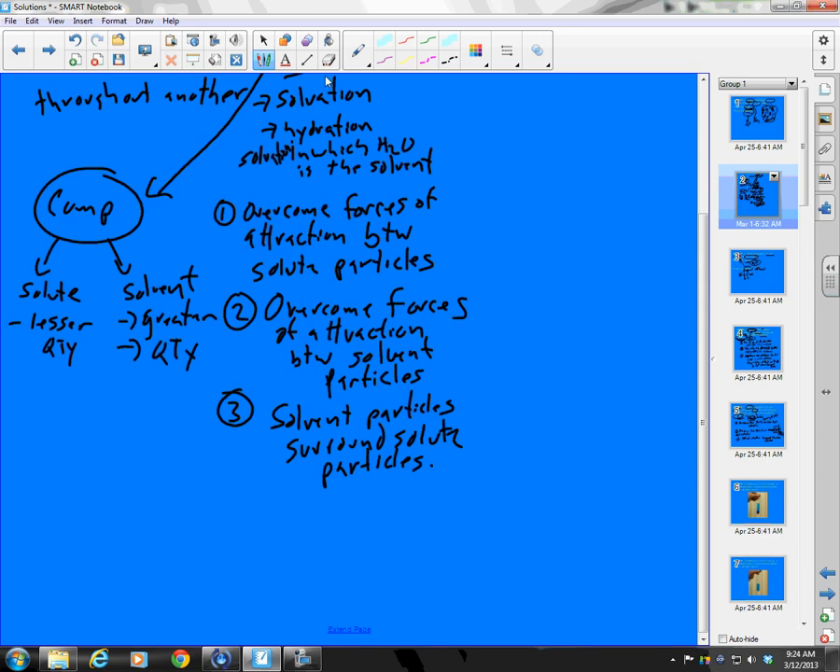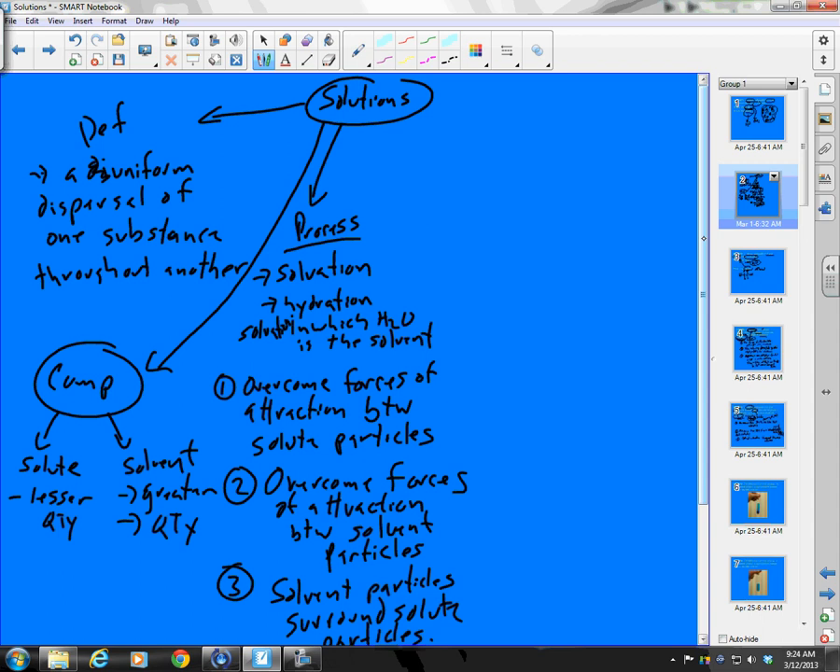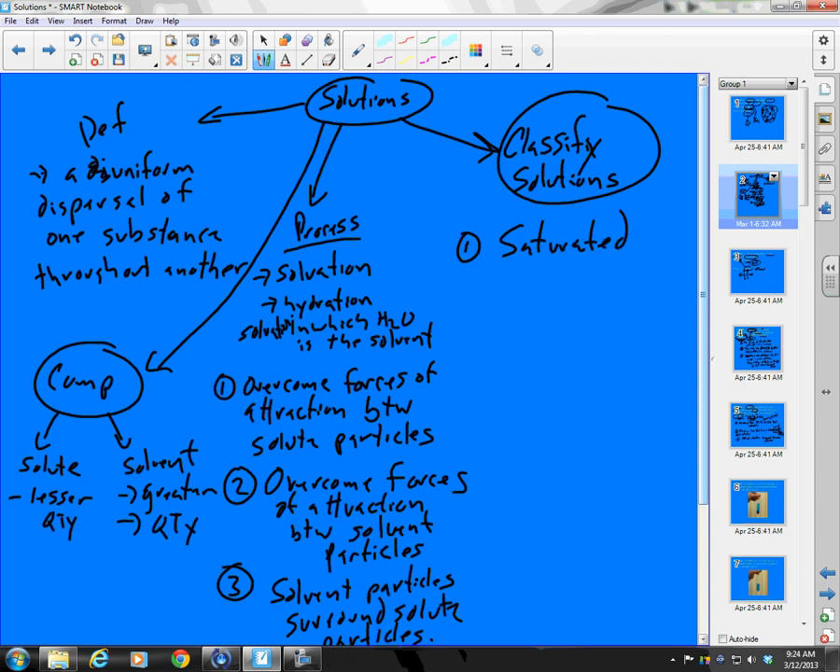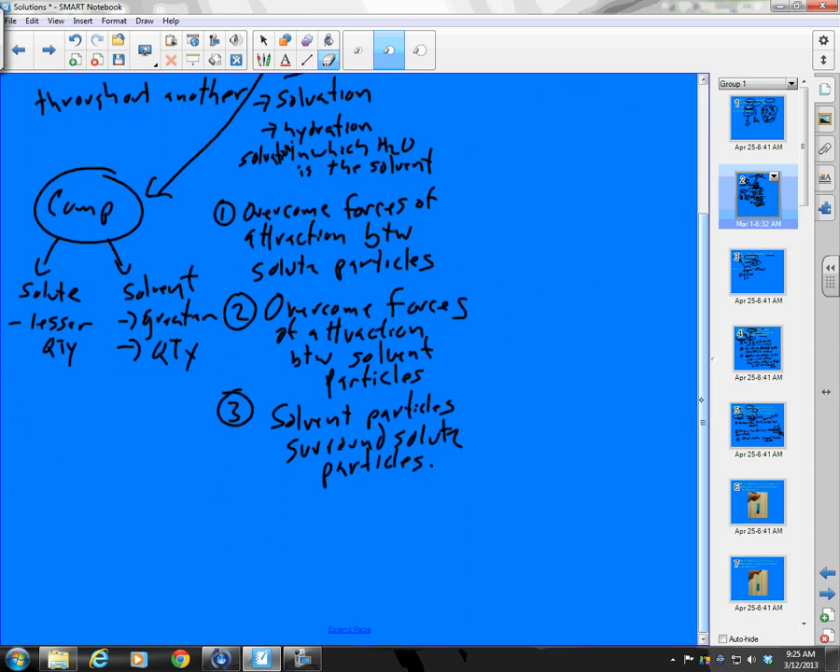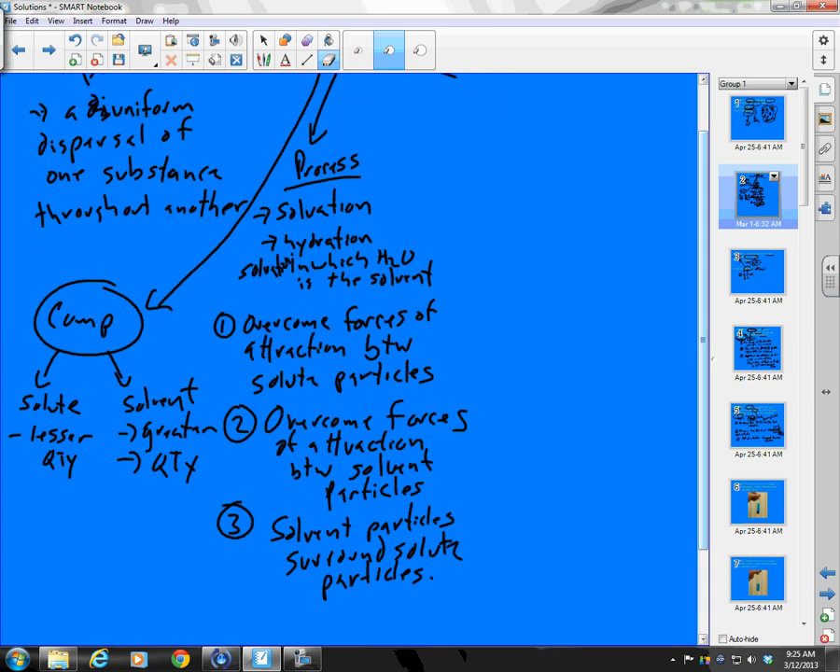Cool. Now, what I want to start with today is the concept of how we can classify solutions. And we can talk about 3 types of solutions. There is 1, a saturated solution. 2, maybe I'll need more space. Tell you what, let's go down here. We're going to need more space for this.